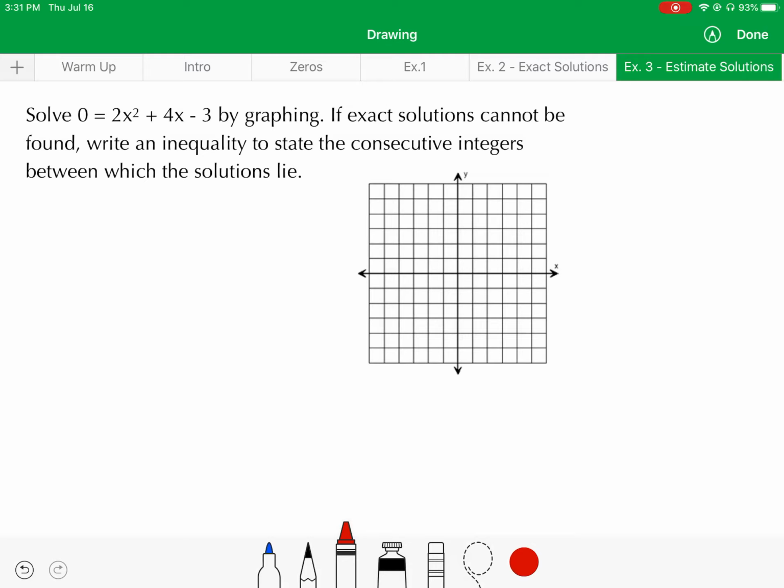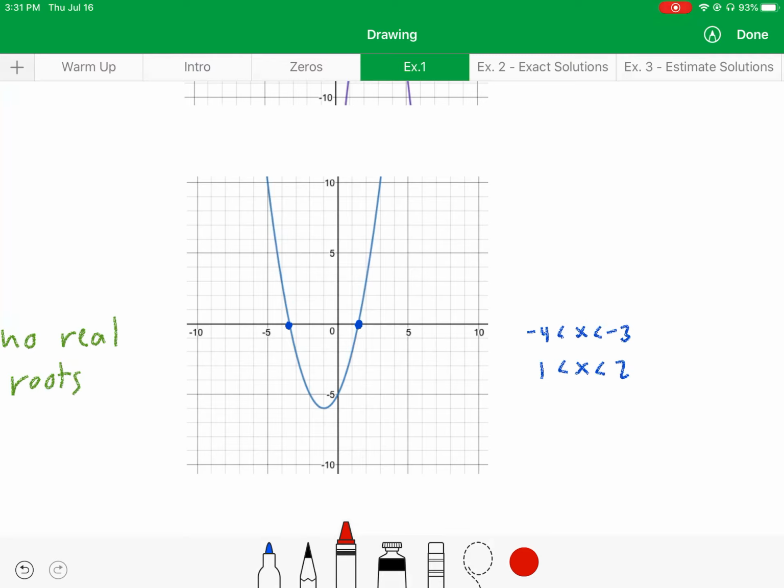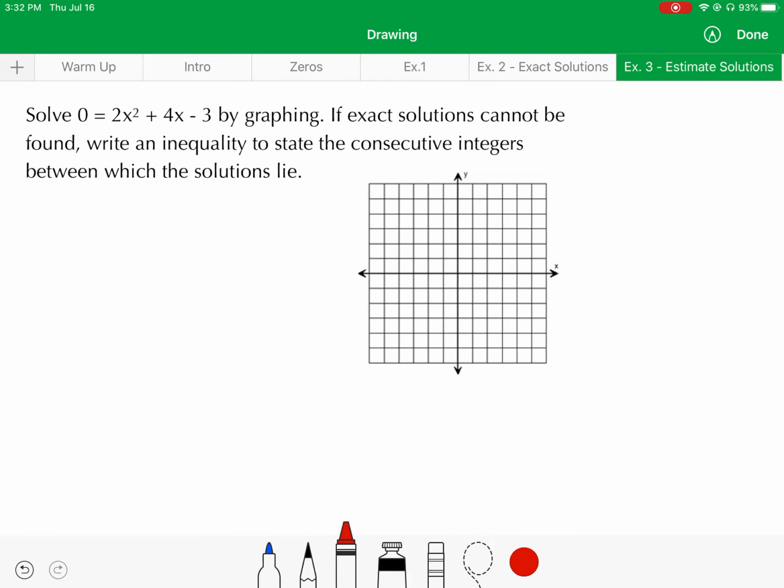And basically all that statement is saying, if we go back and look at example 1, it's basically wanting me to write my solutions like we did on this last example, or this last graph, okay? All right, so it's already set equal to 0, so I'm going to graph f of x equals 2x squared plus 4x minus 3. Treat it like a function.